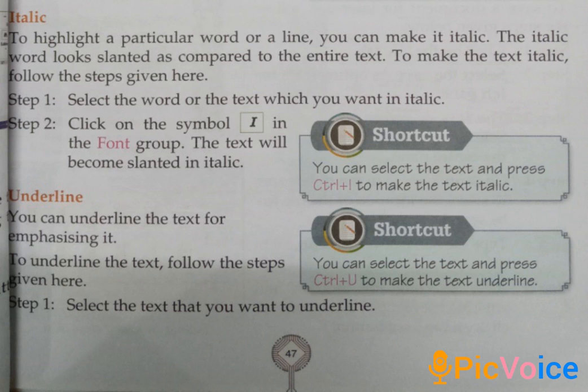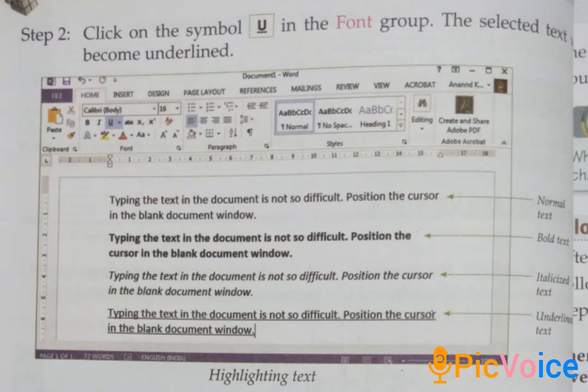Underline. You can underline the text for emphasizing it. To underline the text, follow the steps given here. Step 1. Select the text that you want to underline. Step 2. Click on the symbol U in the font group. The selected text will become underlined.